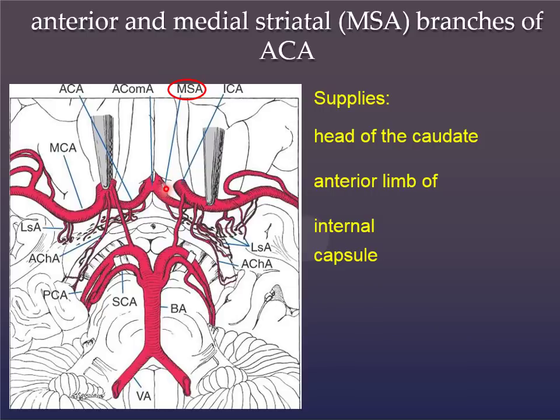Coming off of the anterior cerebral artery, the anterior and medial striatal branches of the anterior cerebral artery, these small branches have an important supply to the head of the caudate nucleus and the anterior limb of the internal capsule.